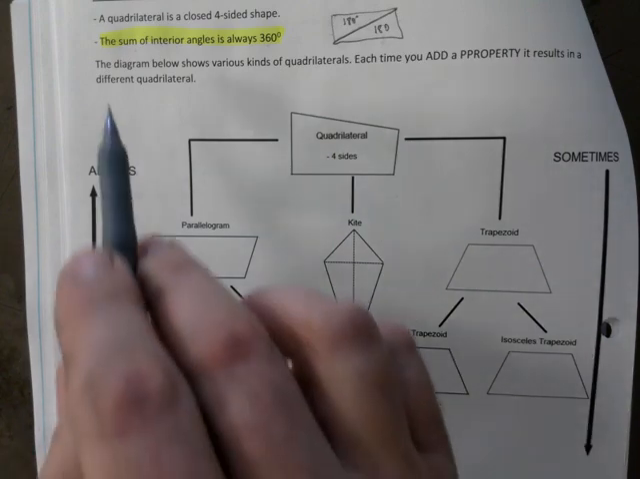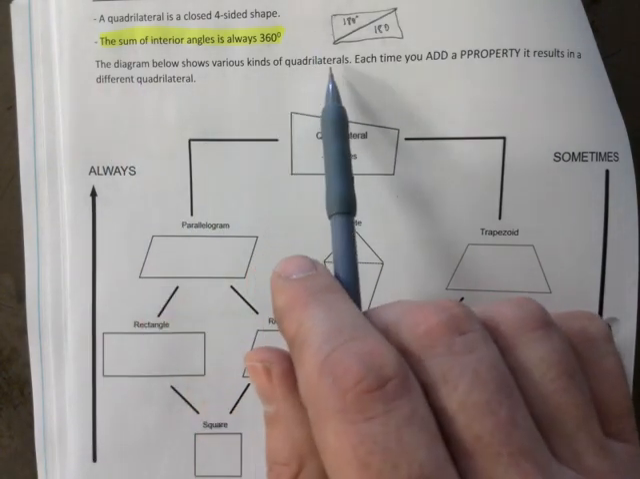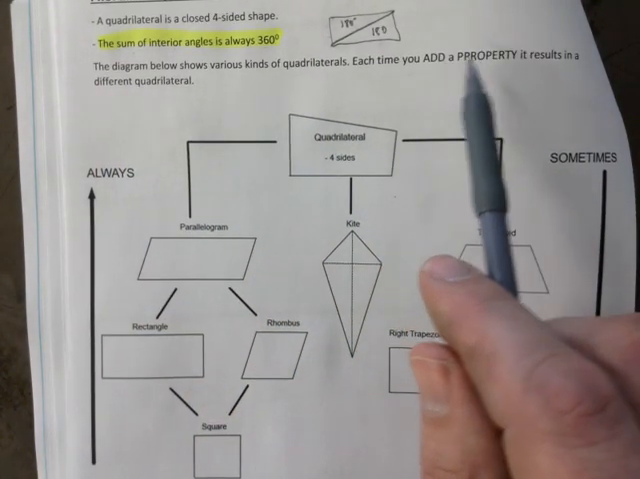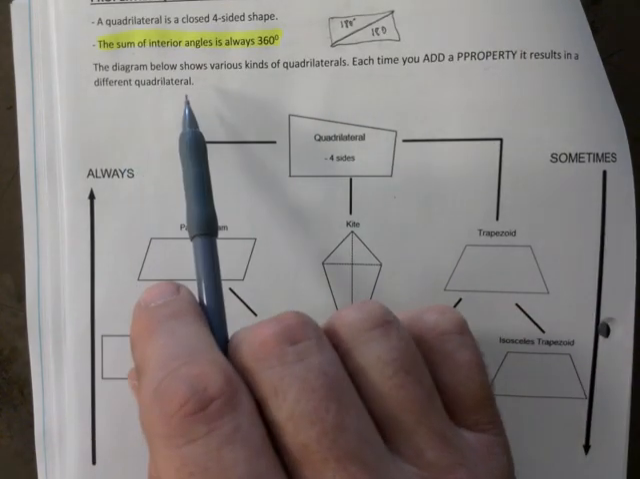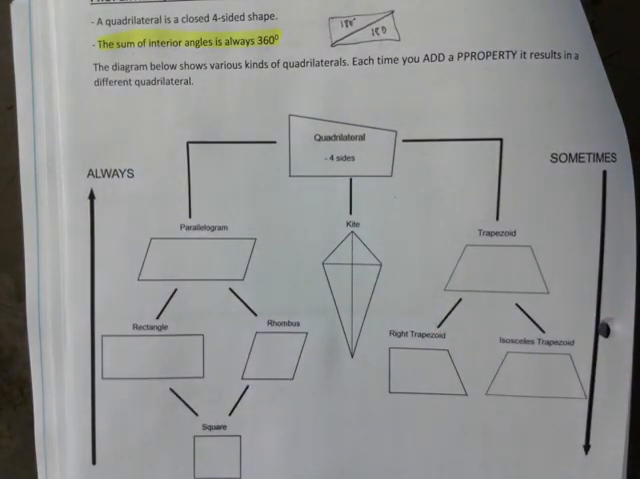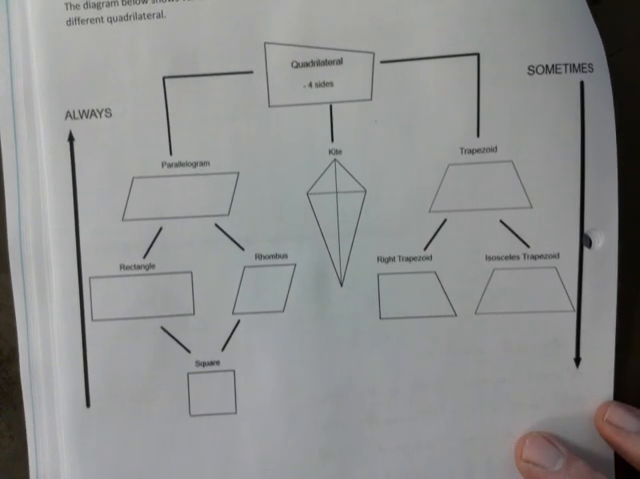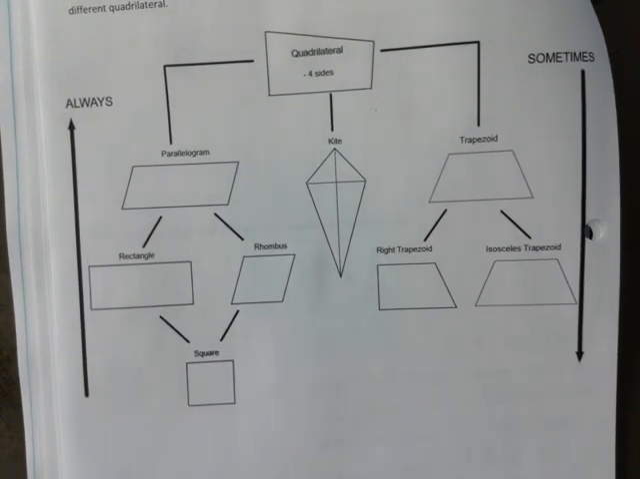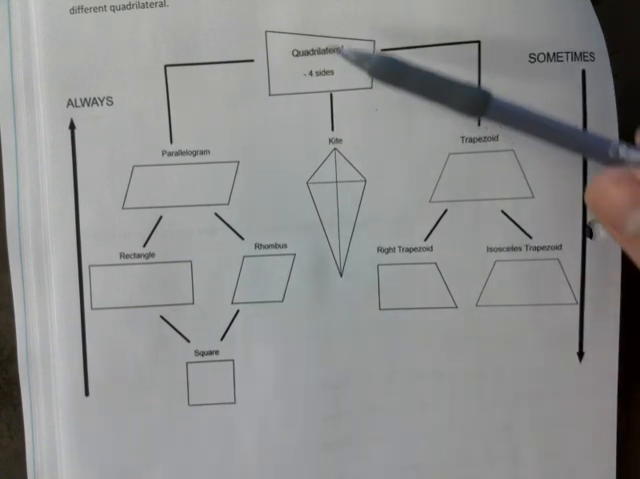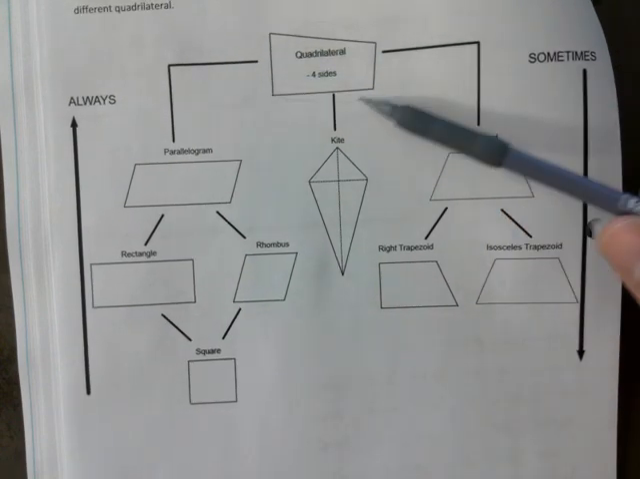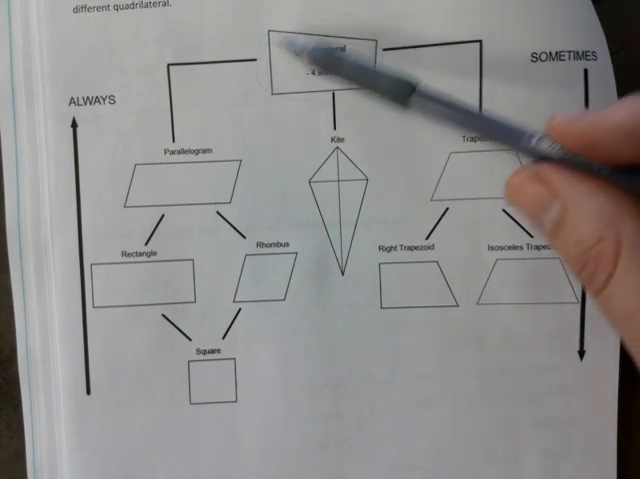I agree with you. The diagram below shows various kinds of quadrilaterals. Each time you add a property, it results in a different quadrilateral. We need to be very specific when naming. And so I made this chart here to help you look at it. So quadrilaterals is just any four-sided shape. So I made it look different.